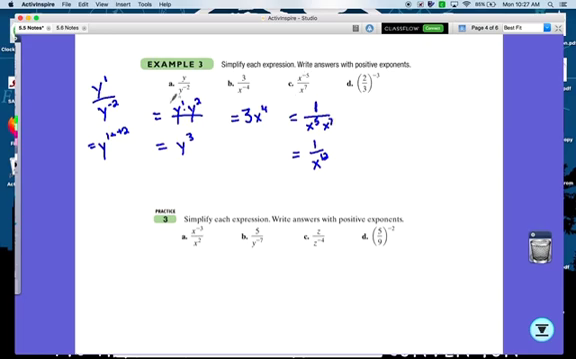That gives me x to the 12th in the denominator. Okay. You could also do the quotient rule like we did with A and say negative 5 minus 7, which gives me negative 12. And so that's x to the negative 12, which means that needs to go to the bottom.